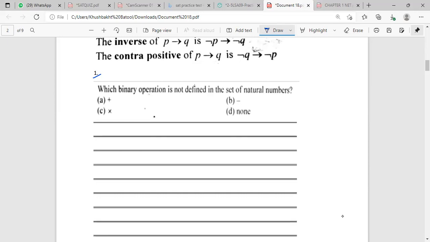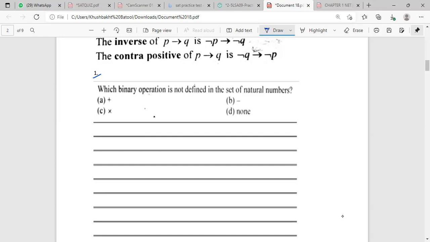We know that a binary operation only needs the closure property. If we have two elements belonging to the set of natural numbers, the answer should also belong to the set of natural numbers. Forget about the inverse and identity, we have those in groups, in monoids, in semi-groups. For natural numbers, we only have to satisfy the closure property.